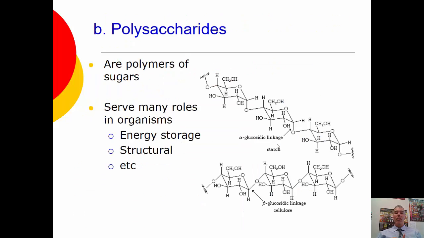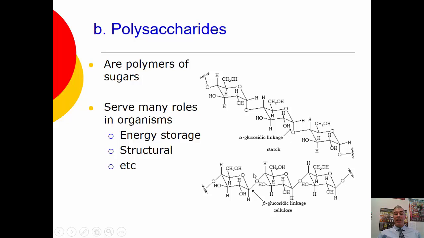Polysaccharides are now taking more than two sugars and putting them together. So a lot of them serve as energy storage in us, like for example, starch in plants. In us, it's called glycogen. In plants, what we can also get is cellulose, and cellulose is a special type of structural carbohydrate. It's not used for storage of energy, it is used for actual structure in the cell walls of plants specifically.